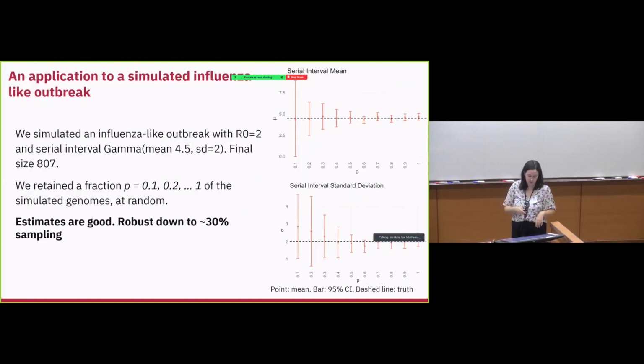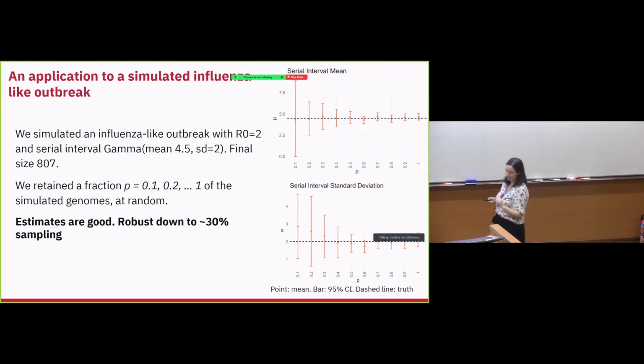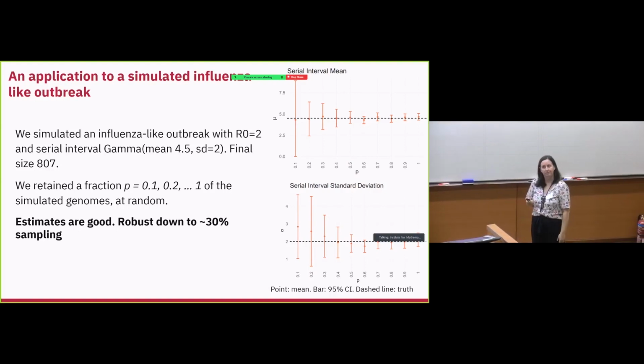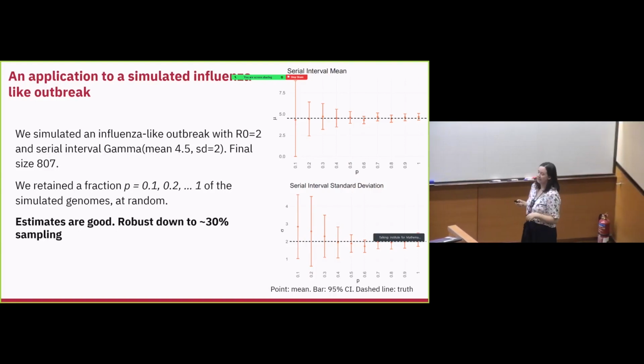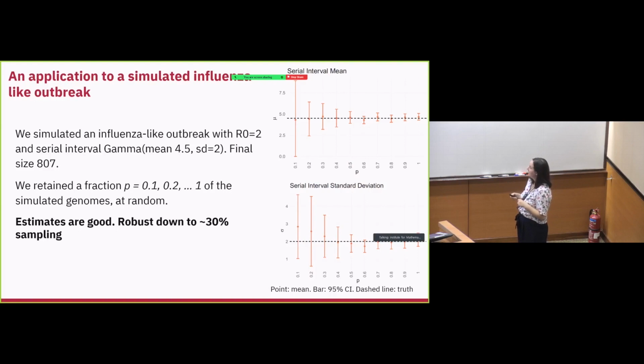So for my last, before I get to our data application, to try and convince you a little bit more that this actually works, I've just presented some results here on a simulated outbreak. We used the outbreak simulation function in the Outbreaker R package to simulate whole genome sequences for an influenza-like outbreak, which was also simulated. We simulated with R not equal to 2 and a serial interval with mean 4.5 days to get a kind of true known outbreak with whole genome sequences for every single case.